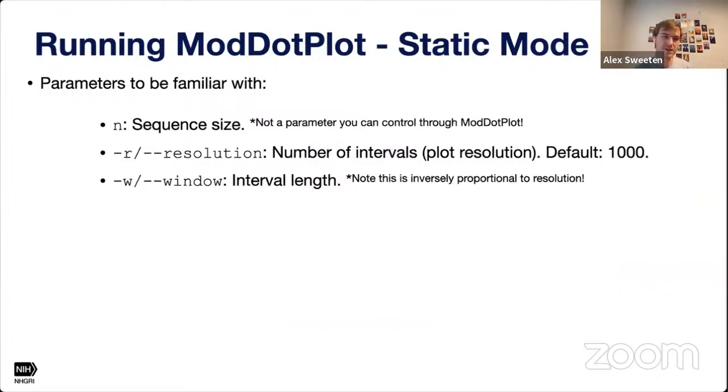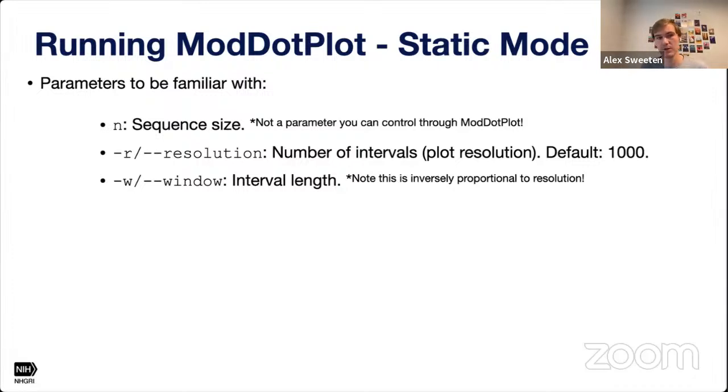Some more parameters that you should be familiar with. An important one is the size of your sequence, because this is going to impact more downstream parameters. This is not something that you can control through ModDotPlot. If you want to narrow your field of view for static plots, you can use something like SAMTools faidx in order to truncate your sequence or expand your sequence or whatever you want to do.